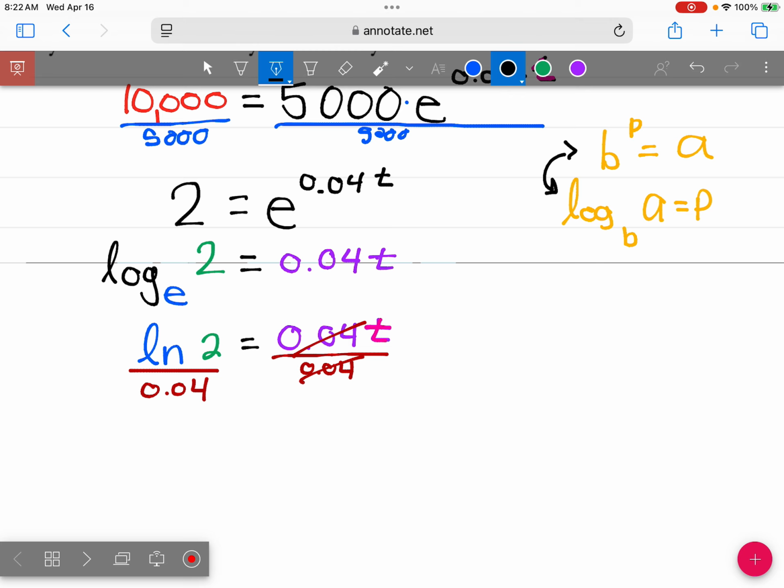So technically, we have an answer. I know ln of 2 divided by 0.04 equals t. Huzzah! We have an answer. Yay! How many years is that?